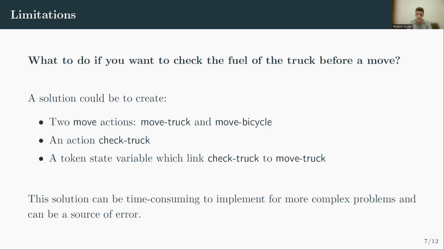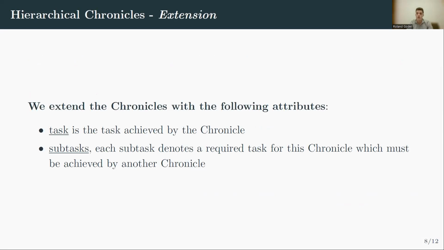This solution works, but it can be time-consuming to implement for more complex problems, and it can be a source of errors. So we propose to add 2 attributes to the Chronicles: the task, which represents the task achieved by the Chronicle, and a list of subtasks, where each of them denotes a task for this Chronicle, which must be achieved by another Chronicle.